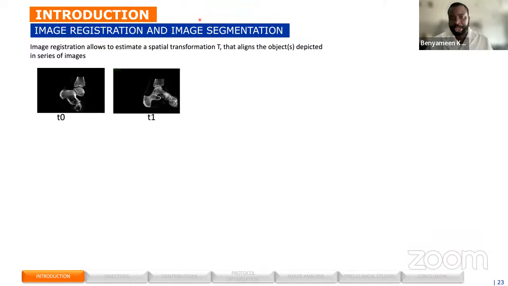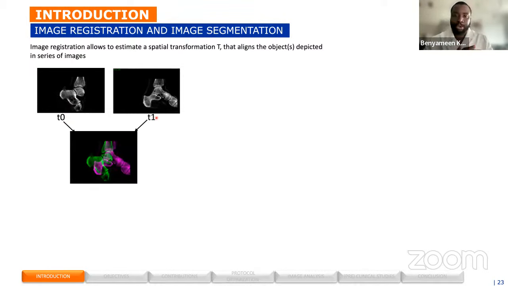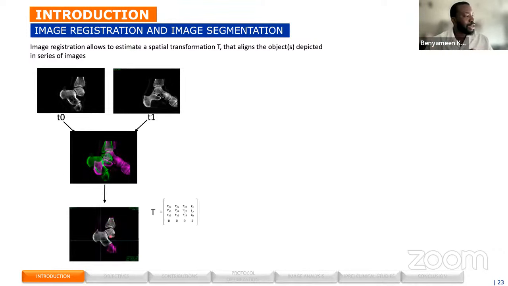When you talk of image registration, what I have here, in this case, is an ankle image obtained at two different time points, time point 0 and time point 1. If you were to overlay these two on top of each other, you see that there is a mismatch. The concept of image registration is that you're trying to find a mathematical equation or description that can allow you to nicely align these objects on top of each other. So then you end up with this mathematical equation. And from this, you essentially have information on how the bone moves in time. So that's the concept of image registration.